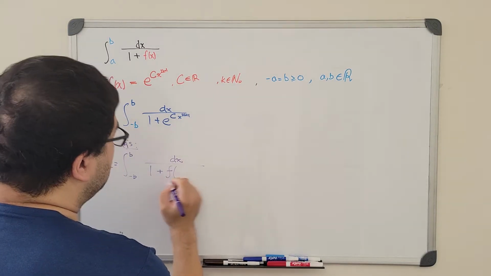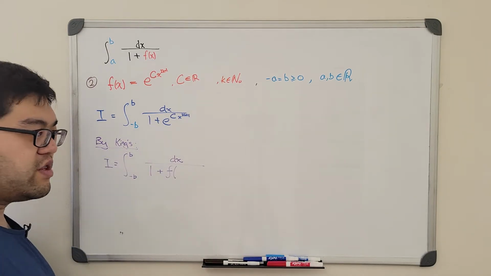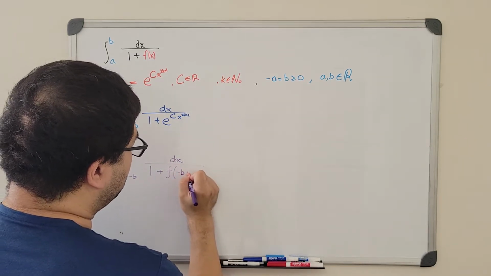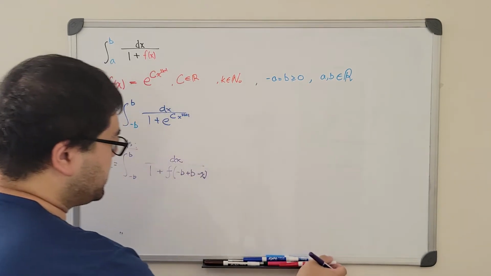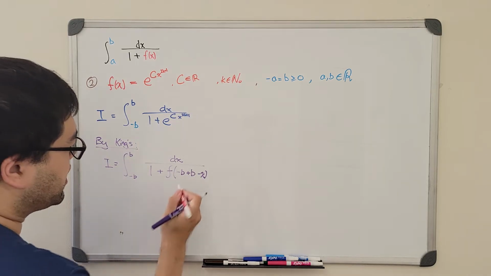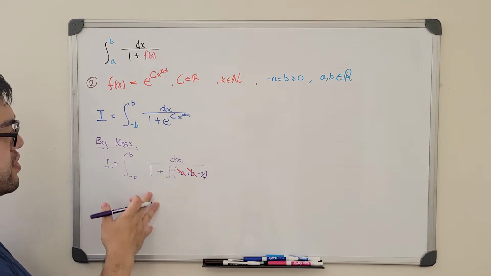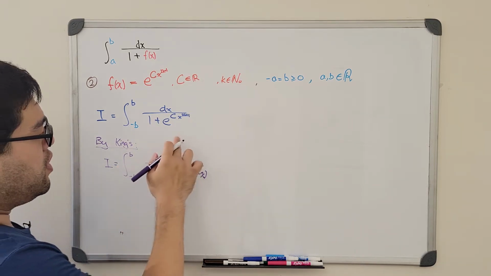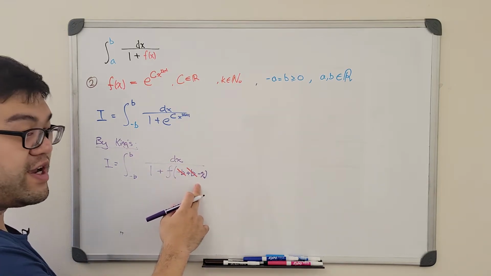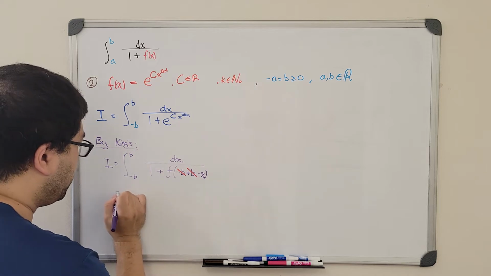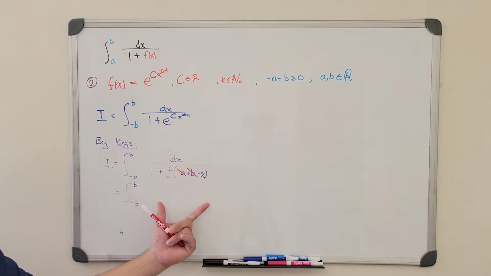So in this case, we have a plus b, but again, we say that a is just negative b, so we have negative b plus b minus x. And as you can see, we have negative b plus b, those two will cancel out. So in fact, what do we have? We now just have the integral from negative b to b of dx over 1 plus f of negative x. So of course, now we need to rewrite what the function f is.